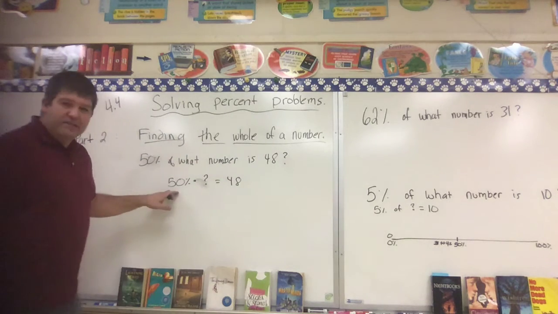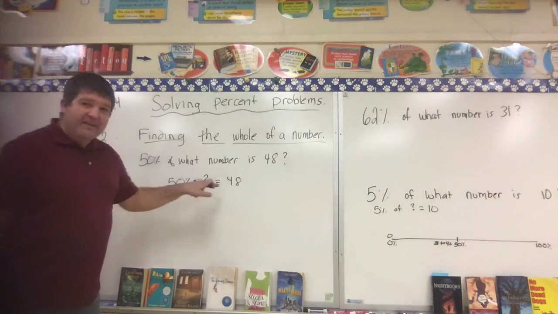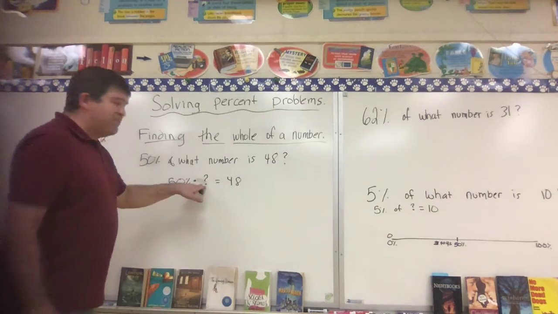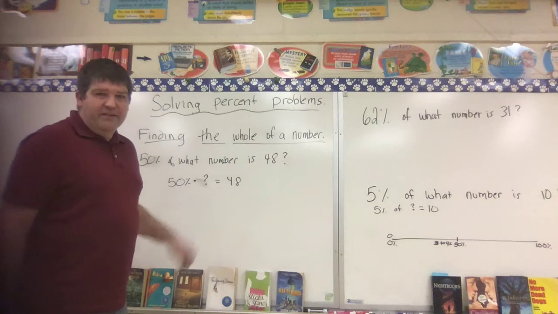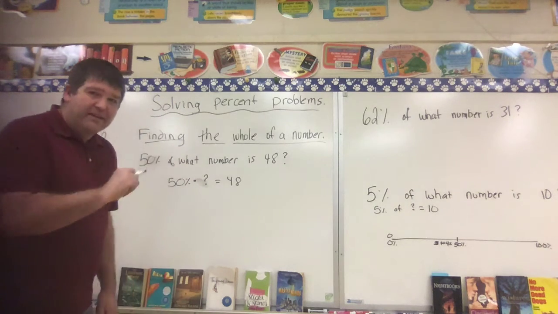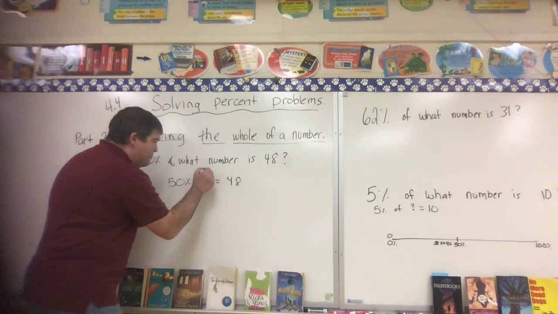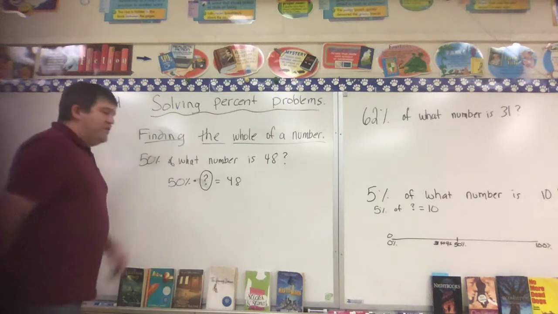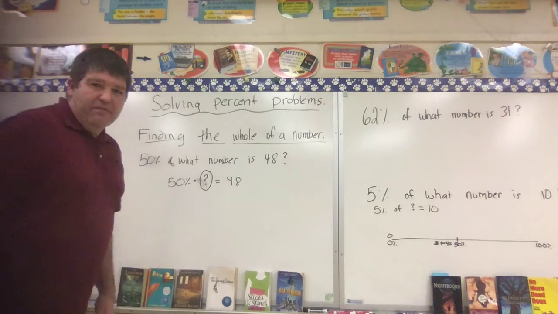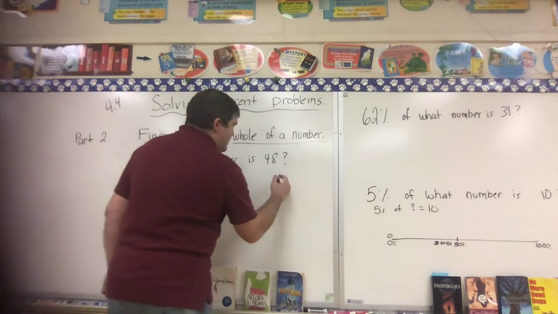This is kind of strange. We got to do 50% times something to get us to 48. Now, I suppose we could just guess and check until we get it, but I'm going to give you a little method, and it's an algebraic method on how to get the answer. So what you want is you want this. You want to get that all by itself.